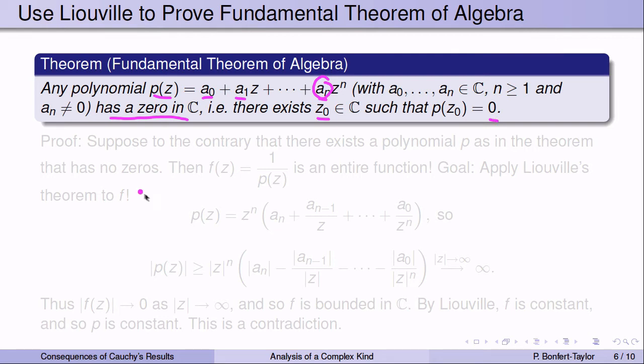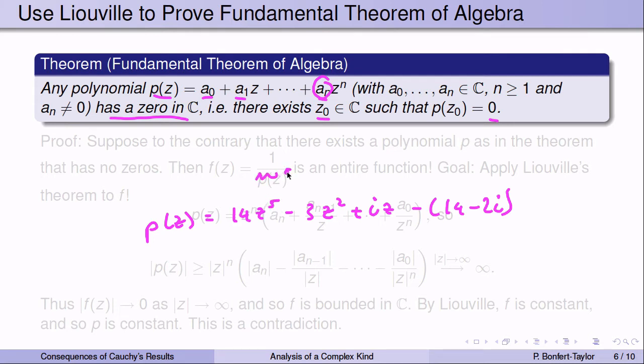So no matter what polynomial I give you, for example, p of z is equal to 14z to the 5th minus 3z squared plus iz minus 14 minus 2i. So this is a polynomial, and in this case we have n is equal to 5 and an is equal to 14. So that's non-zero, and so the assumptions are satisfied. The theorem says there exists a point z0, I can plug in a certain z0 that makes the right-hand side equal to 0. Of course, I have no idea what that point is. This theorem doesn't show me how to find that point. It just guarantees the existence of such a point.